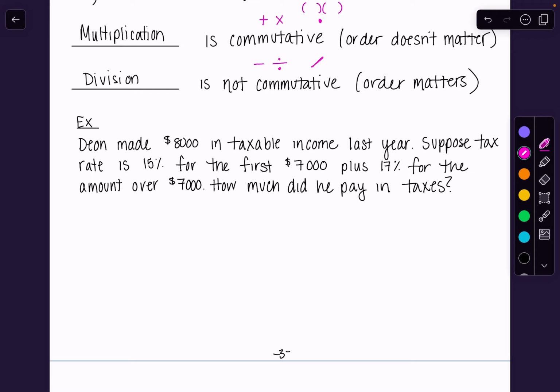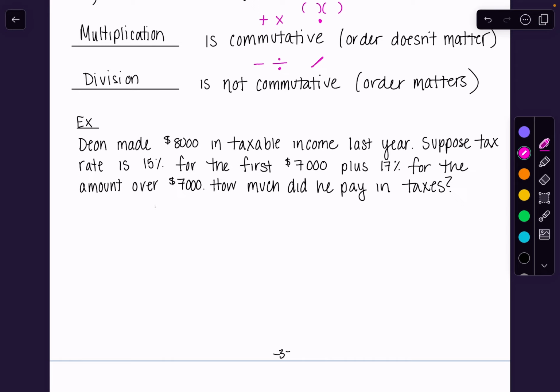So for this one, we're going to work with much nicer numbers than what the IRS has. But they tell us that Dion made $8,000 in taxable income last year. The tax rate is 15% for the first $7,000, and then it's 17% for any amount over $7,000. We want to figure out how much did he pay in taxes in total.